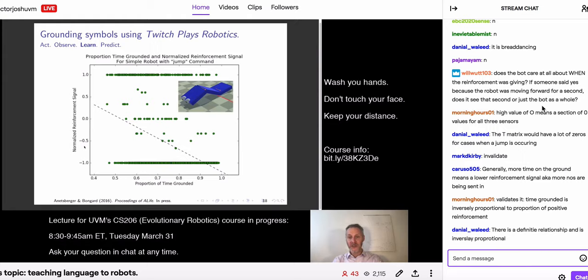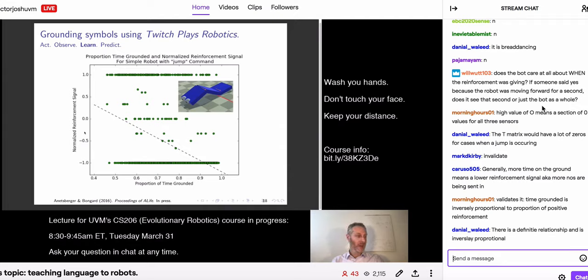What it means is a relationship not just between the symbol JUMP and its own felt experience, the T matrix. It is actually a relationship between three things: the symbol, or the language, its own felt experience, and the social repercussions of its actions. So this robot is learning what jump means by knowing that when it hears jump and does this, the crowd is likely to respond in this way.